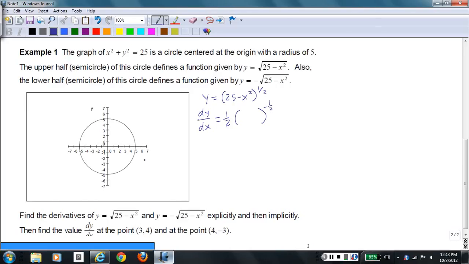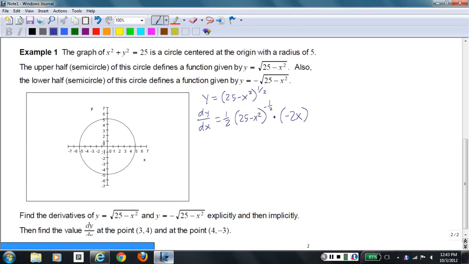Now, according to the chain rule, the expression u could be substituted. We could let u equal 25 minus x squared. That's what would go inside the parentheses. But then we have to multiply by the derivative of that expression, negative 2x. The derivative of 25 minus x squared is negative 2x. Chain rule says multiply by the derivative of what's inside the parentheses. So we multiply by that.